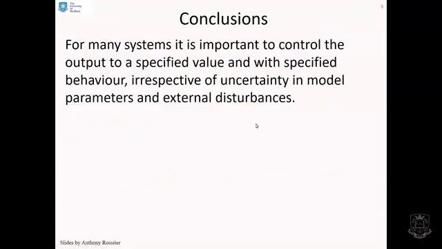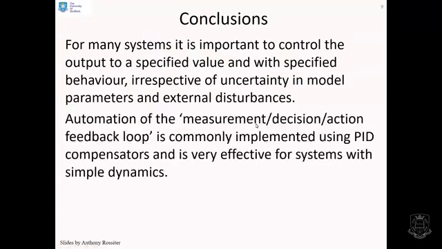So, the conclusions. For many systems, it's important to control the output to a specified value and with specified behavior, irrespective of uncertainty in the model parameters and external disturbances. Automation of the measurement decision action feedback loop is commonly implemented using something called PID compensators. And we've shown here with two simple examples, this is very effective for systems with simple dynamics. And the truth is, it's pretty much as good as a human in practice, but of course a lot more reliable because it works 24/7.